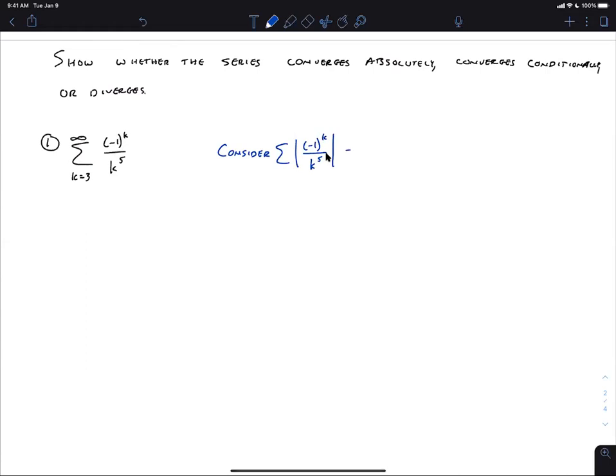Okay, well, what is the absolute value of that? What happens if you take the absolute value of -1 to any power? Wouldn't it just be 1? It'd be just 1 because -1 to a power is always either 1 or -1. So the absolute value of both of those is 1. And then what's the absolute value of k to the fifth? K to the fifth, because as k goes to infinity, k is positive. So then the absolute value is the sum of 1 over k to the fifth. Does that make sense?